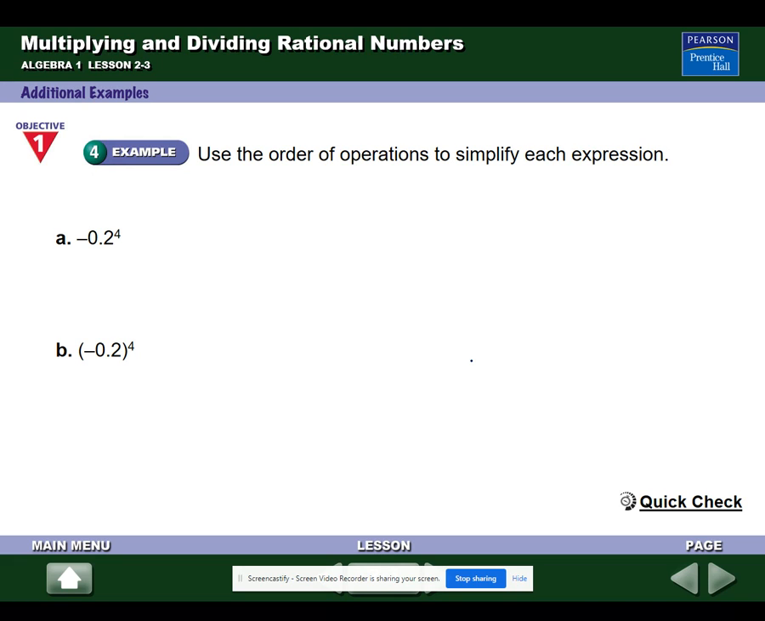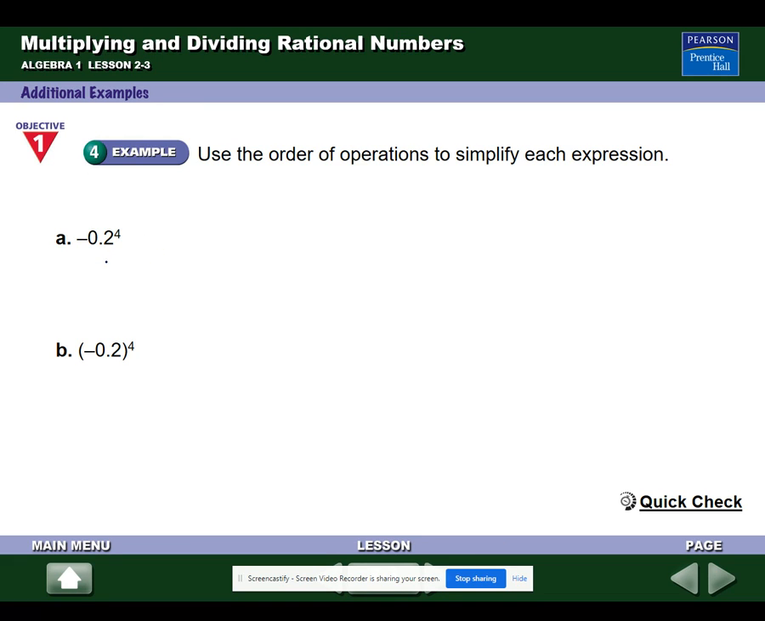Use order of operations to simplify each expression. Very important concept to understand the difference between these two things. In some ways, it's better to say, rather than always saying negative, you can kind of think of this as like the opposite of. Negative means the opposite of, right? So when a number's already negative and then we add a negative to it, that's negative, negative, it becomes positive. Positive is the opposite of negative. This is saying the opposite of 0.2 to the fourth. So whatever 0.2 to the fourth is, we're going to take its opposite and make it negative.